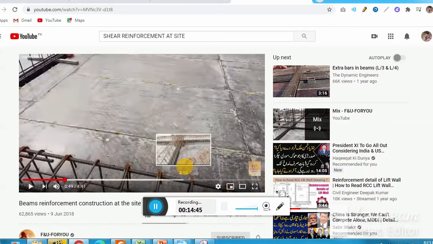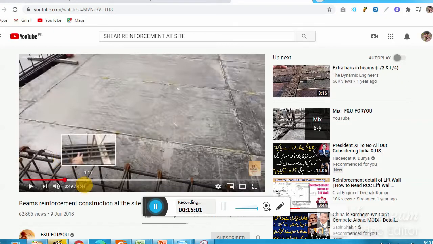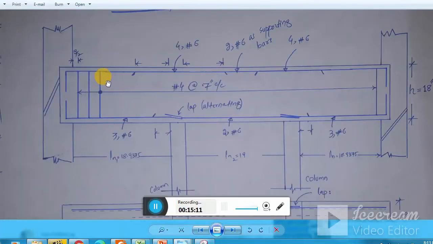And one thing you must make sure, in this video you see here that the hooks provided to the stirrups must be alternate. Remember, must be alternate. One hook is here, this one will be continuous, and the hook will be provided to the next stirrup on the other side, and then this side. So this is how we alternate the stirrup hooks. And the picture which I showed you here, clear? So you must remember, this is very important.